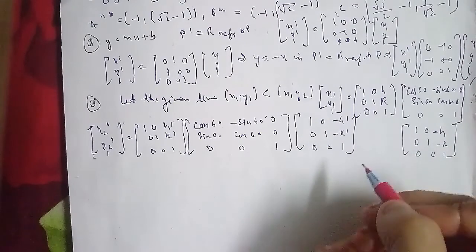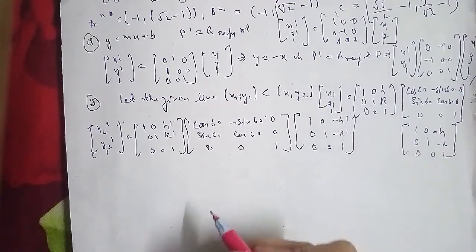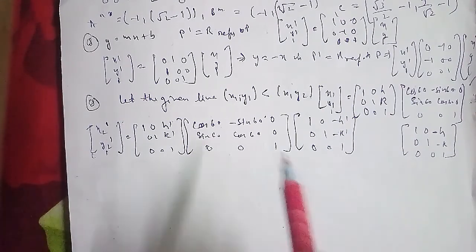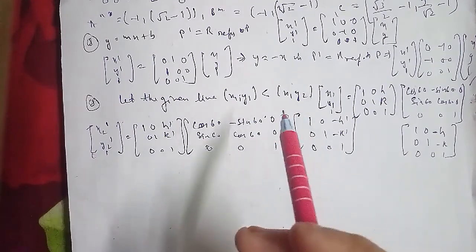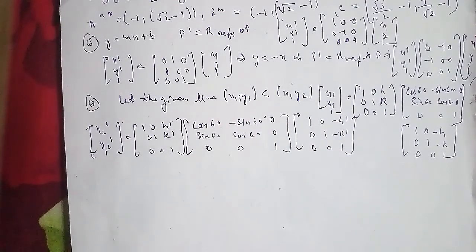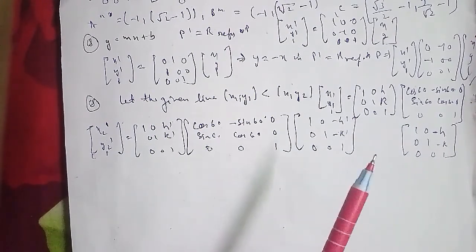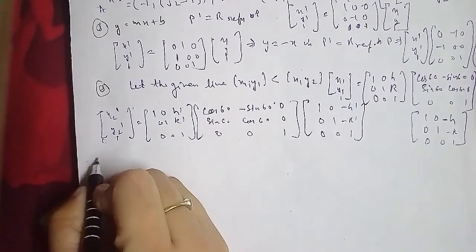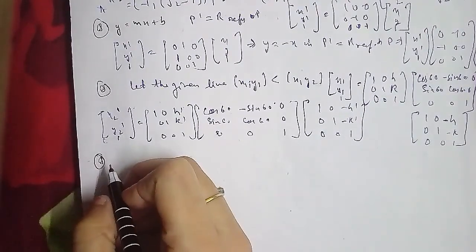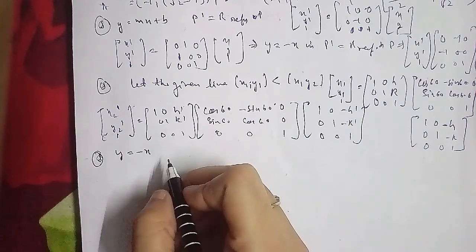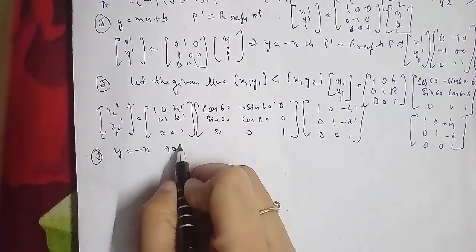So let's solve it in detail: show that the reflection about the line y equals minus x is equivalent to the reflection relative to the y-axis followed by the anti-clockwise rotation of 90 degrees. The reflection matrix about the line y equals minus x is 0 minus 1 0, minus 1 0 0, 0 0 1. The reflection matrix about the y-axis is minus 1 0 0, 0 1 0, 0 0 1. For that, we'll talk about the rotation matrix.